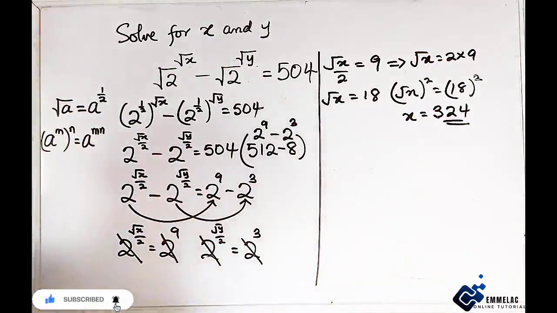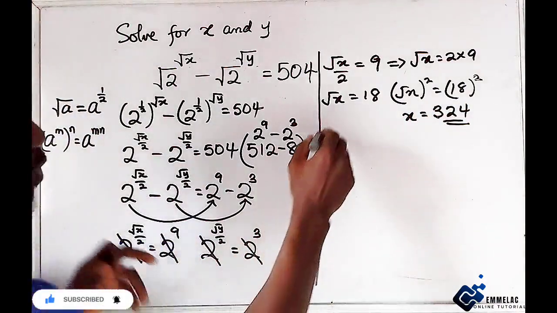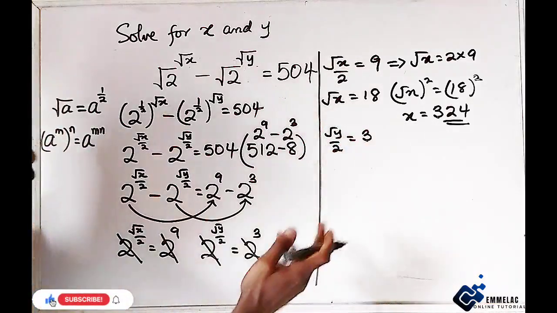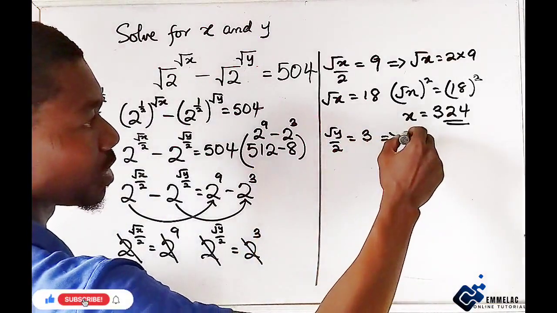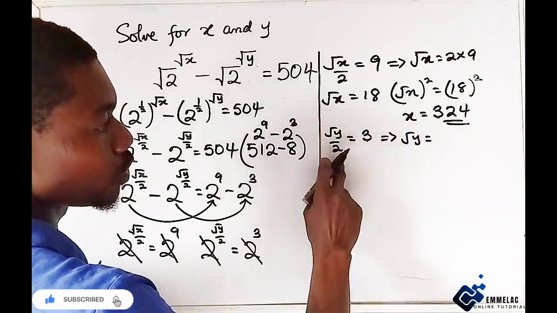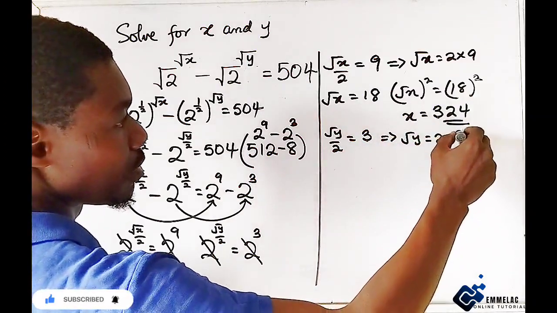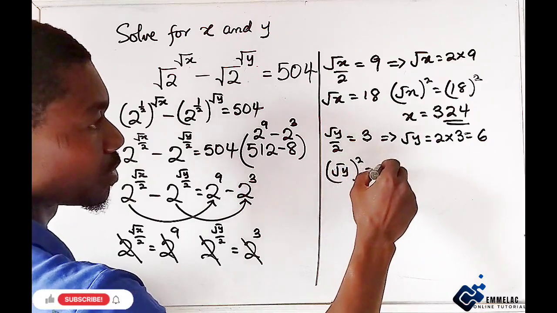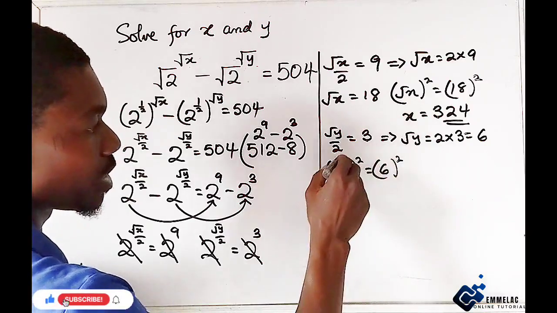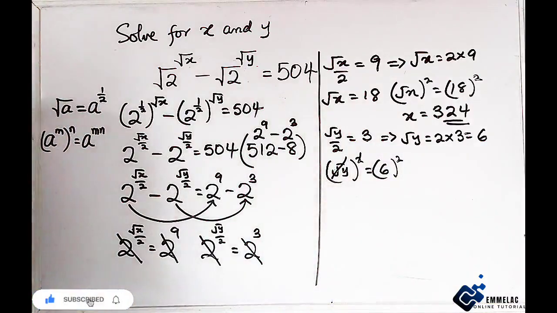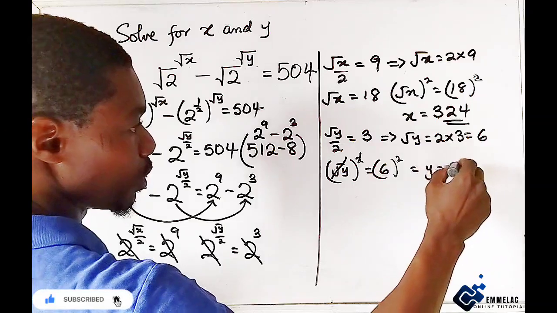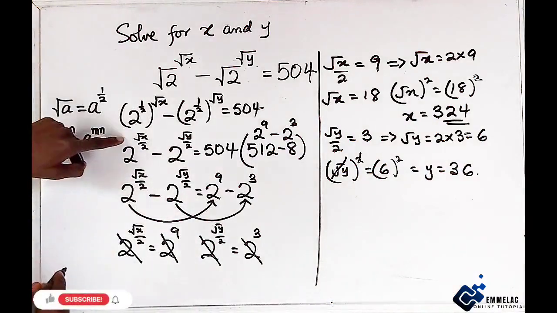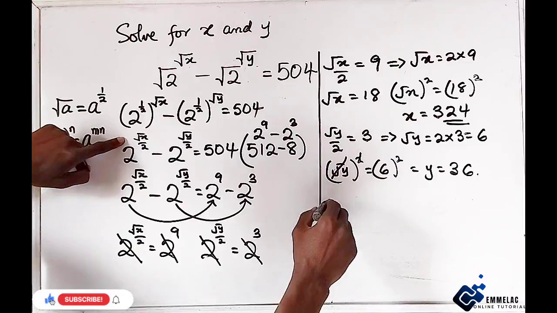Now for the next one, we have the square root of y all over 2 equals 3. When we cross multiply, the square root of y equals 2 times 3, which gives us 6. Now we can raise both sides to the power of 2, to ensure we eliminate the square root for y. So here our y becomes 36.